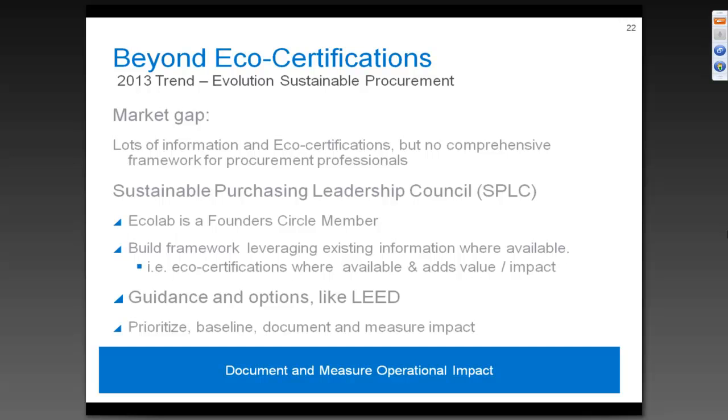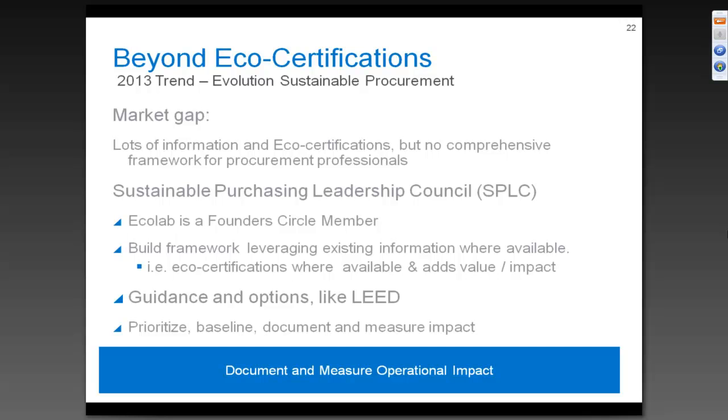So last year, the Sustainable Purchasing Leadership Council was initiated, and we agree that there is a need to connect the dots and go beyond these one-off, random points of greenness. So we became a founder circle member of this organization. We're still in the formative stages, but the goal is to build a framework, which I love, leveraging existing information. Our mantra is not to reinvent anything, but to leverage information where available and essentially connect the dots. And so eco-certifications will certainly be a part of that, where they're available and where they add value.